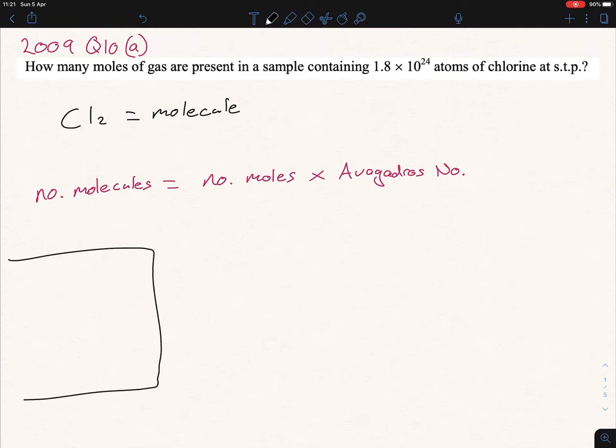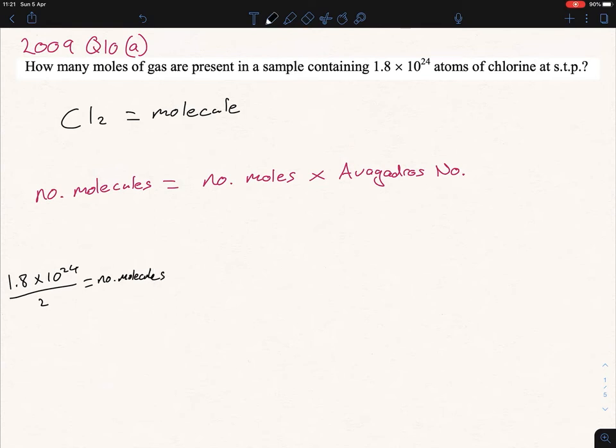Therefore, I'll just do a little side calculation down here: 1.8 times 10 to the power 24, and we divide that by 2. That will give us the number of molecules. If we do that out in the calculator, I'm going to put everything into brackets, divide by 2, and I'm going to get 9 times 10 to the power 23 molecules of Cl2. So we have that many molecules, 9 times 10 to the power 23.